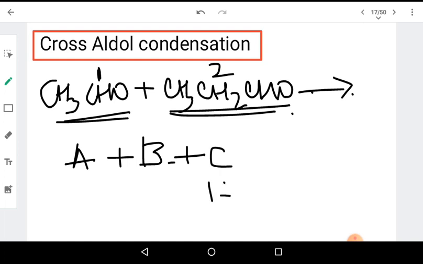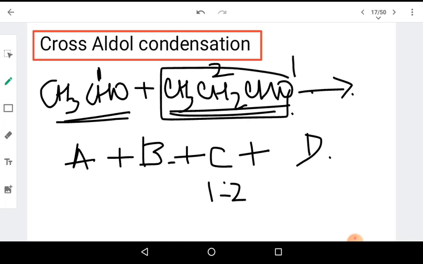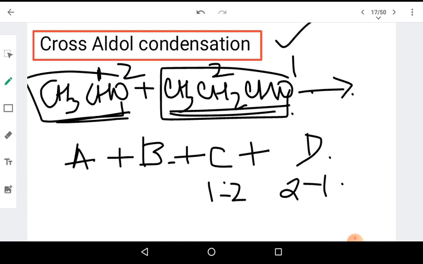So C is 1, 2 and D is formed if I consider this as my first molecule and this as my second molecule. So let us take it as 2, 1. We have to do the condensation like that. So we will get 4 products over here. This process is cross aldol condensation.